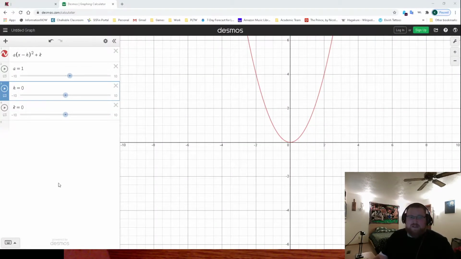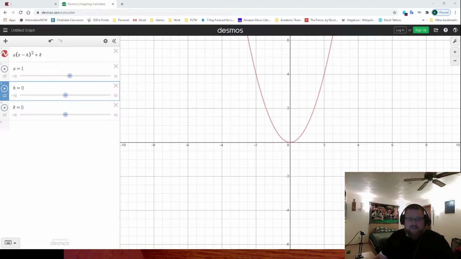There we go. So this is your basic a(x minus h) squared plus k. This is a basic quadratic written in what's called vertex form. Now it's important to note that because a is 1, h is 0, and k is 0, there is a way to rewrite this function as just x squared. If you insert a, h, and k, it's the x squared function. What's really important, though, is what happens if I change these values.